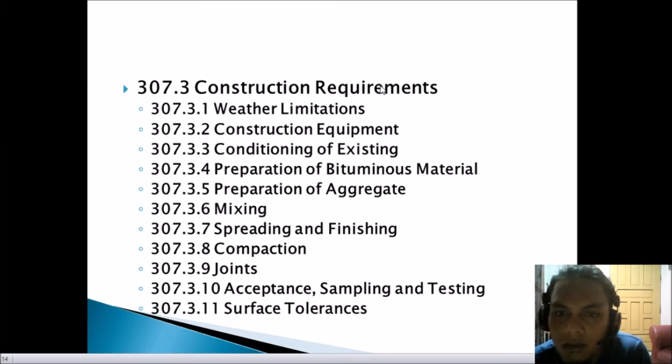So next is the construction equipment. Bituminous mixing plant. Sufficient storage space shall be provided for each size of aggregates. The different aggregate sizes shall be kept separated until they have been delivered to the plant.